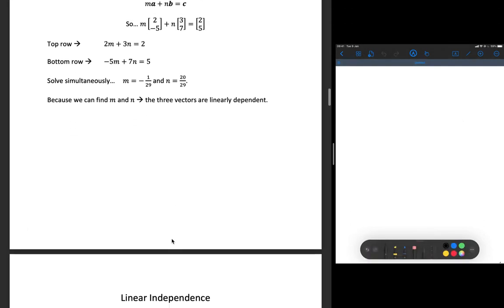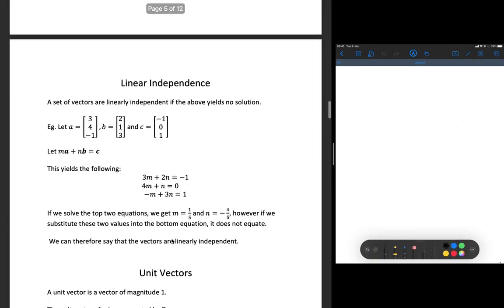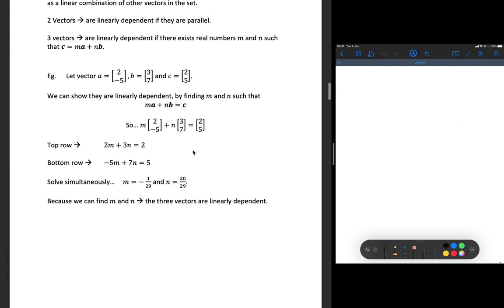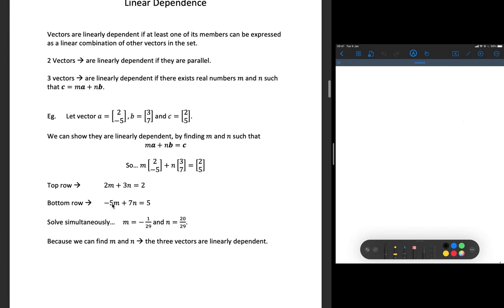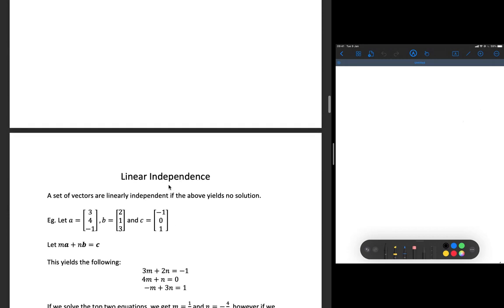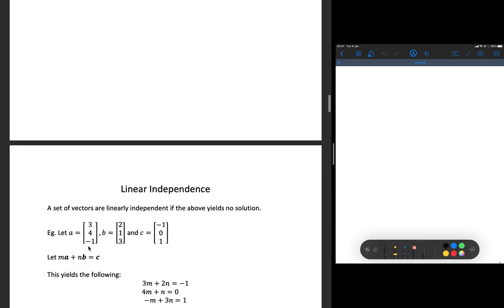So now moving to linear independence, which is just the opposite of what we did up here. It's the opposite of linear dependence. So with linear dependence, we want to find that there is an M and an N that make this true. And in linear independence, we simply want to show that there is no M and N that make it true. So I'm going to use a 3-component vector situation for this one. And I'm just going to talk you through the solution that's in the summary. It should hopefully make sense.